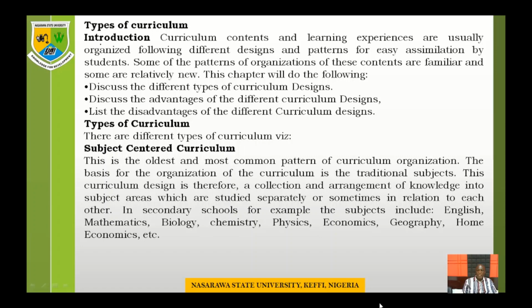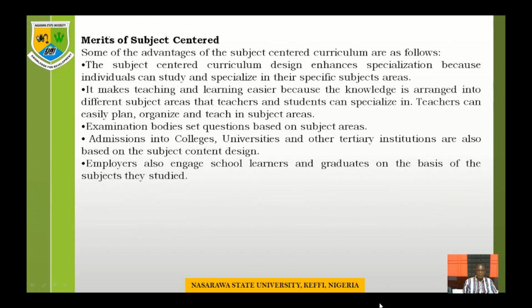We have them, and the knowledge of these subjects is given to students in a separate way, even though we may have some knowledge that is related. But chemistry has its own subject and knowledge that is being imparted. Physics has its own knowledge that is being imparted separately. Biology has its own subject and knowledge that is being imparted separately. So you discover that all the knowledge acquired in this subject-centered curriculum is separate knowledge. That is why we call it subject-centered curriculum.